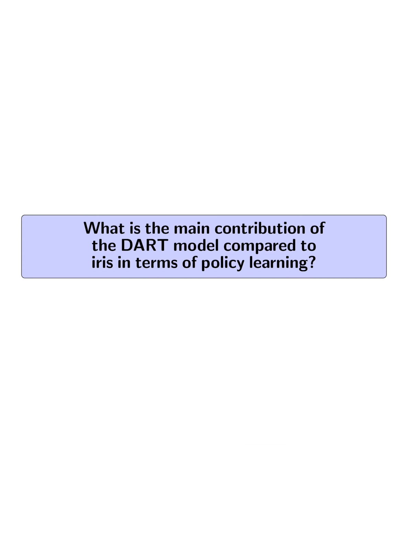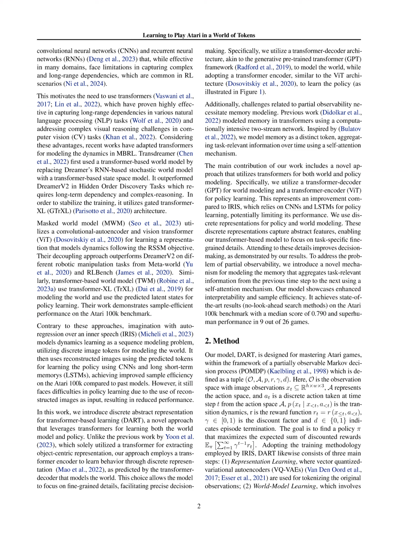What is the main contribution of the DART model compared to IRIS in terms of policy learning? The main contribution of the DART model, compared to IRIS in terms of policy learning, is the utilization of transformers for both world and policy modeling. DART employs a transformer decoder architecture, similar to the GPT framework for world modeling, and a transformer encoder, akin to the VIT architecture for policy learning. This approach allows DART to focus on fine-grained details and task-specific features, enhancing decision-making precision.